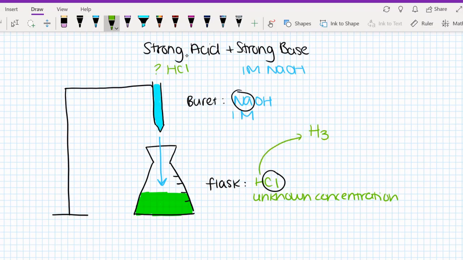Since hydrochloric acid and sodium hydroxide are both strong acids and bases, they will dissociate completely, producing the hydronium ion and the hydroxide ion. These ions will react, forming water. This is a neutralization reaction.